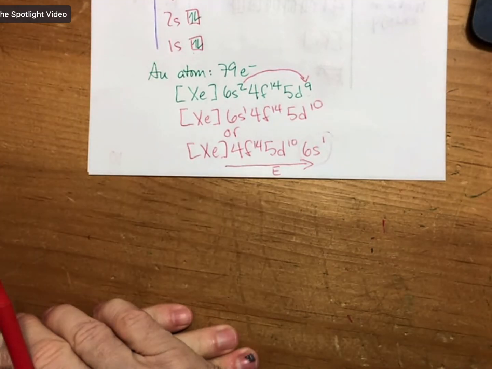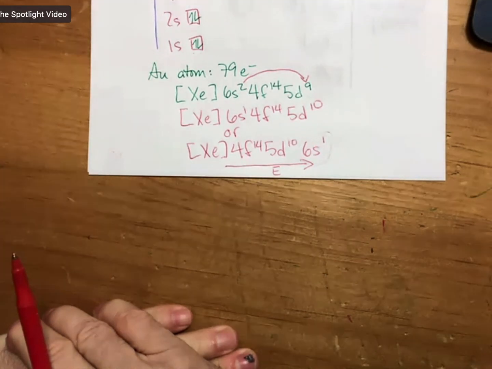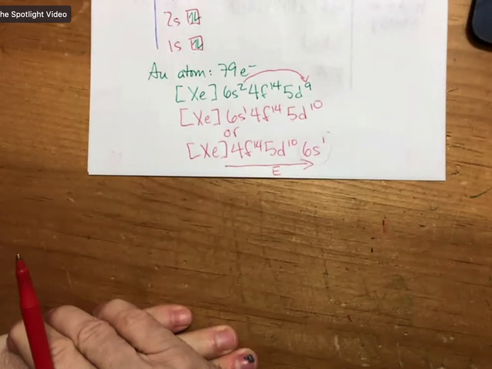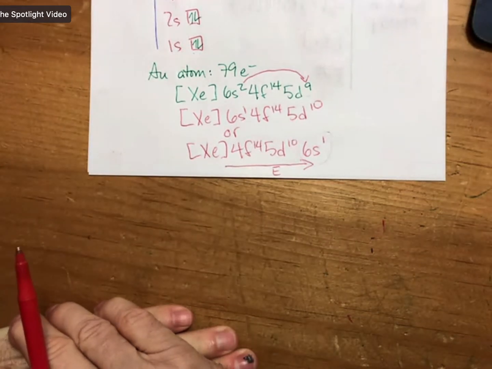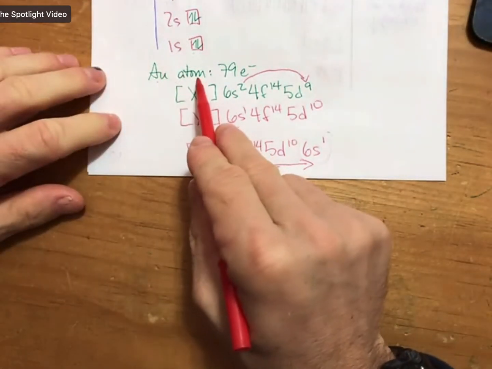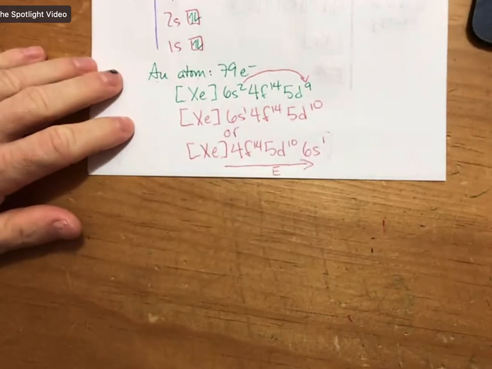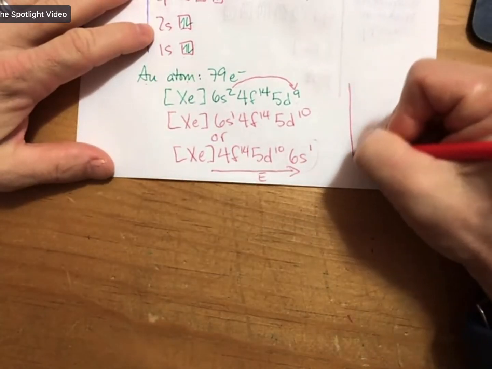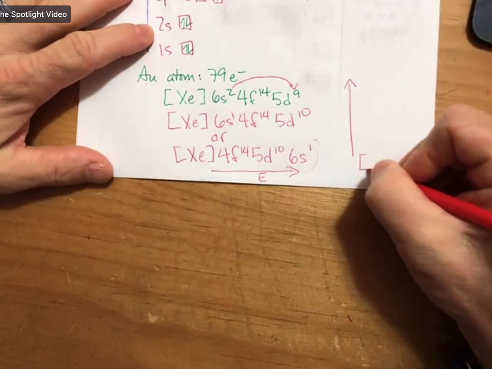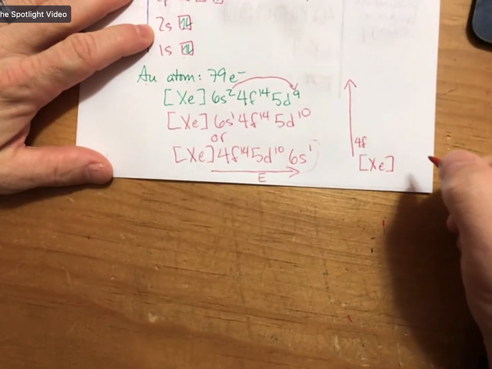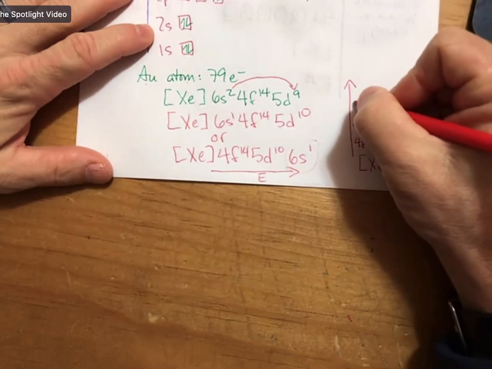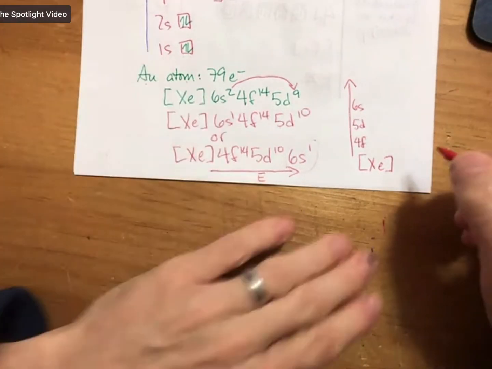Prof, I don't know if I'm taking us behind. So for this 6s1, are we going to fill the box or are we going to leave it empty? Well, okay. So if we were doing the gold atom, it would look like this. So we'd have xenon at the bottom. Then we'd have 4f, 5d, and 6s.